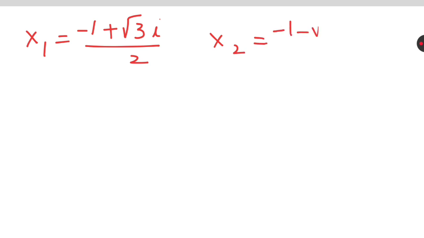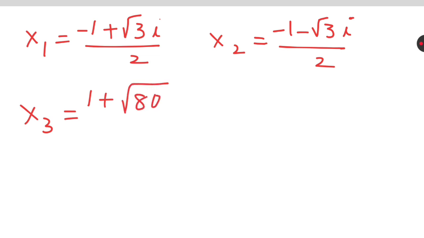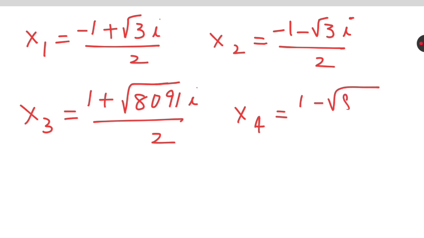The first root is (-1 + √3 i)/2. The second root is (-1 - √3 i)/2. The third root is (1 + √8091 i)/2. The fourth root is (1 - √8091 i)/2. These are the four roots of this equation.